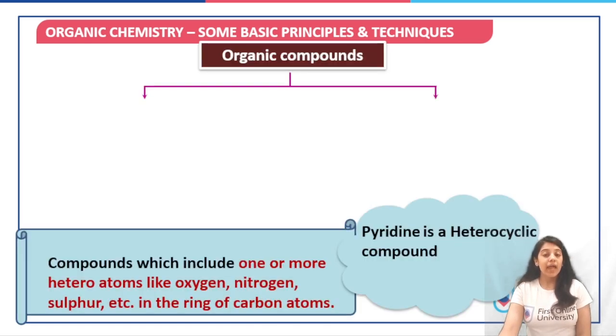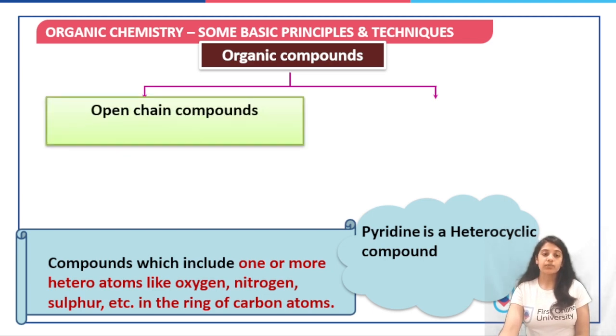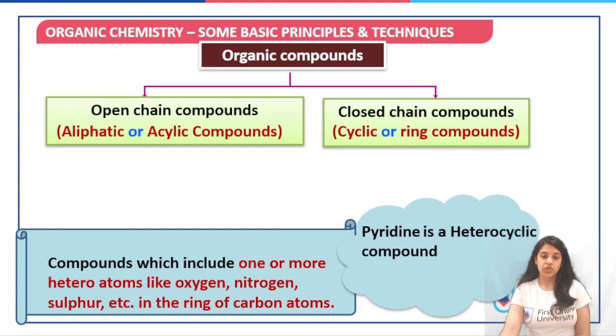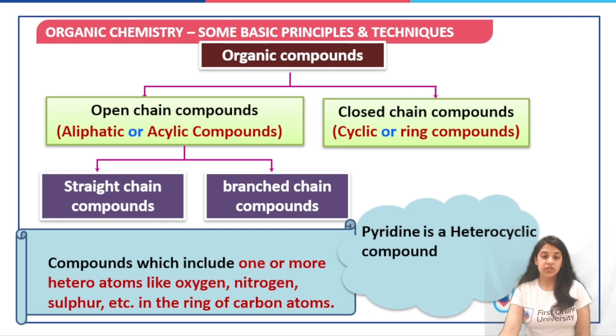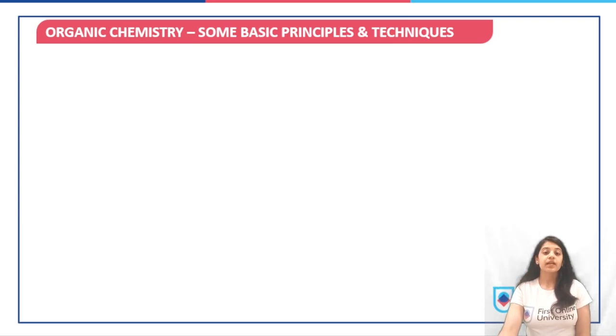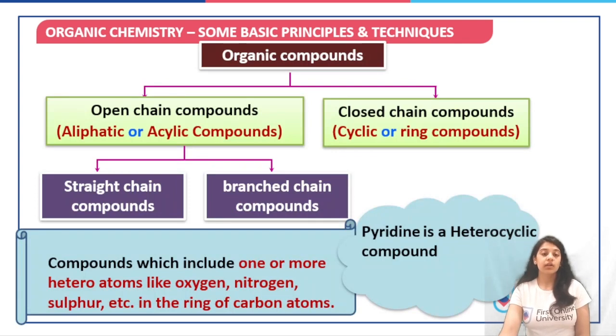Now, another classification of organic compounds into open chain and closed chain compounds, and further classification of open chain compounds into straight chain and branched chain compounds leads us to another category of compounds to be discussed, and that is compounds containing heteroatoms like oxygen, nitrogen, sulfur, etc. in the ring of carbon atoms. Pyridine, for instance, is a heterocyclic compound. The compound which contains a heteroatom and is cyclic in nature is a heterocyclic compound.